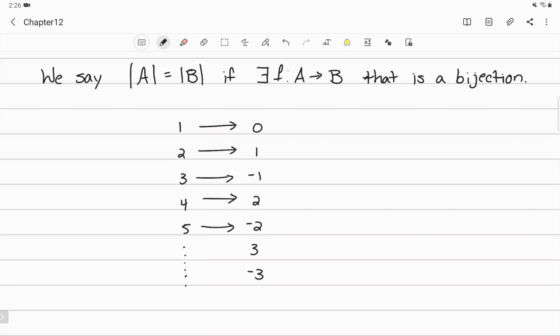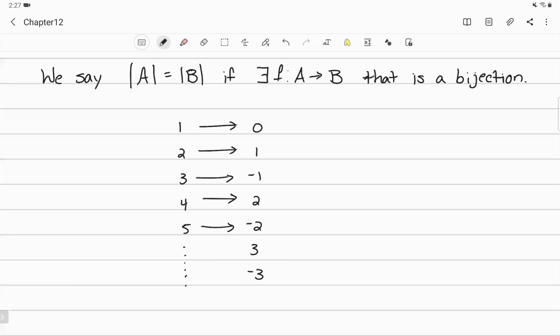Will I ever repeat an output if I continue this pattern? No, right? Will I cover all the integers? So will it be onto all the integers? Yeah, if you say, well, I want you to output 1,000,000, well, I just go down my list.